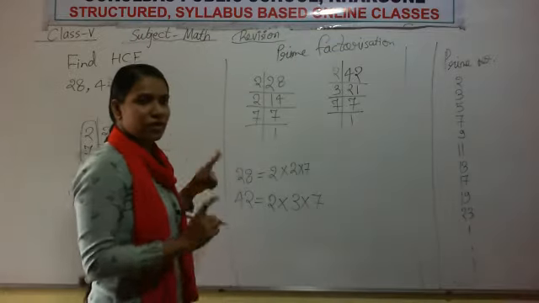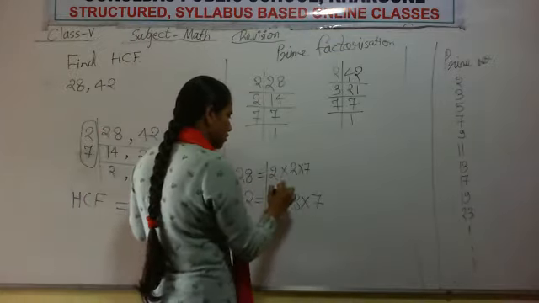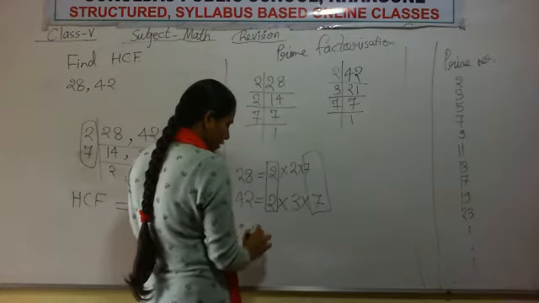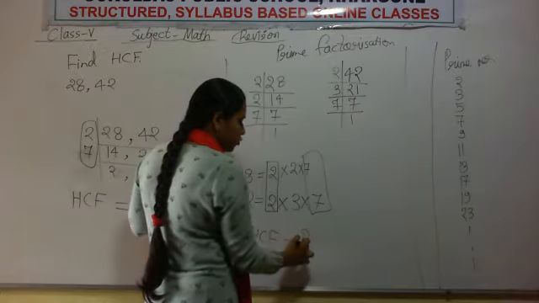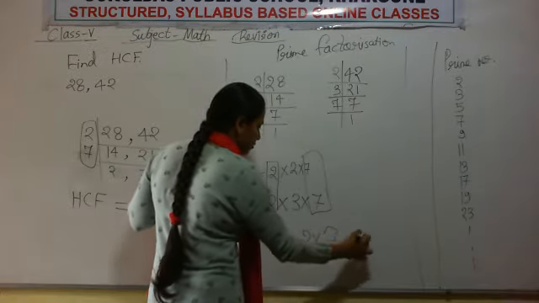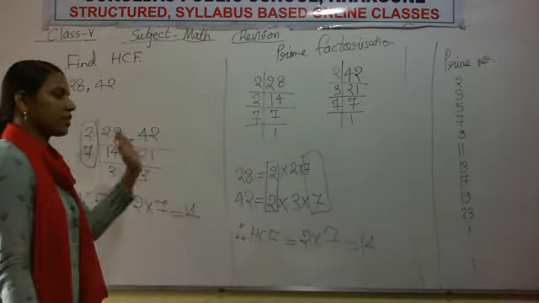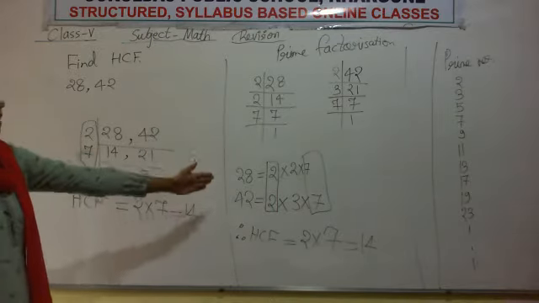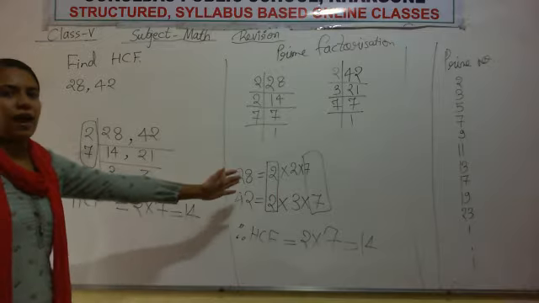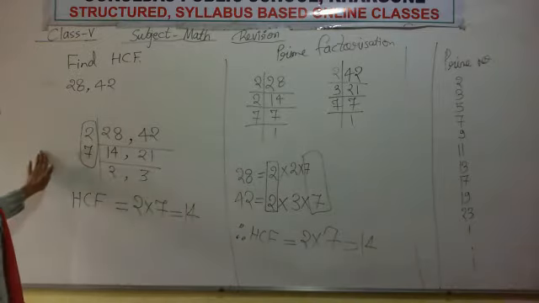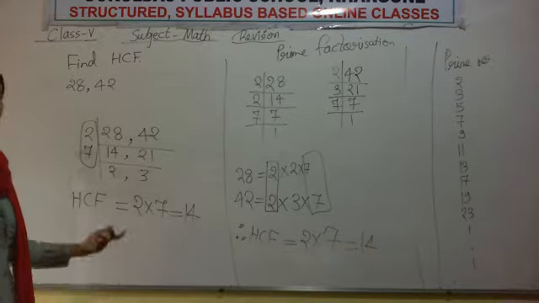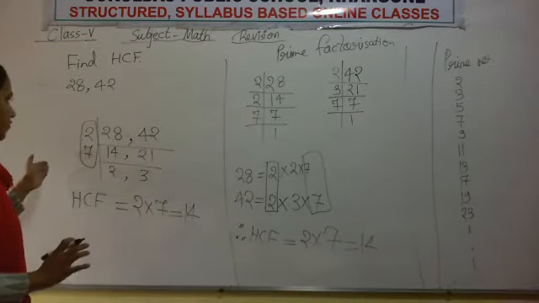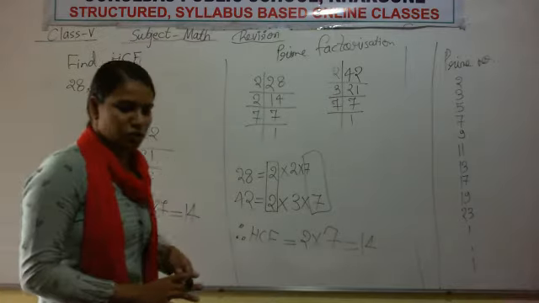Now find the common ones. What are the common? 2 is common in both and 7 is common in both. Therefore, HCF will be 2 multiplied by 7. So 14. So see, short division method is easier. Prime factorization method is quite larger. So you can use short division method to find HCF. Any method you can use in which you are comfortable. So this is how we find HCF by these two methods.